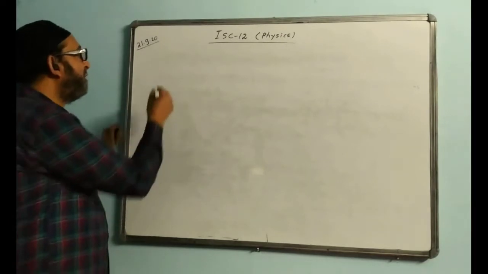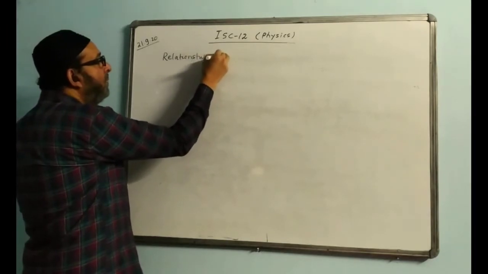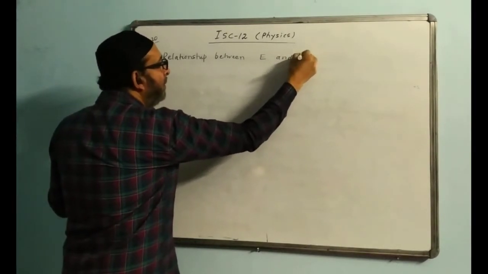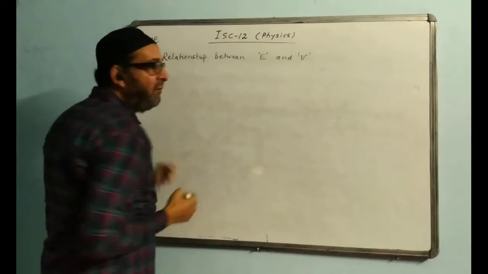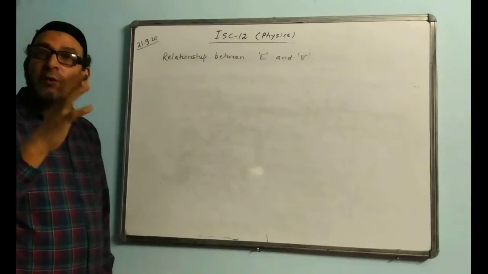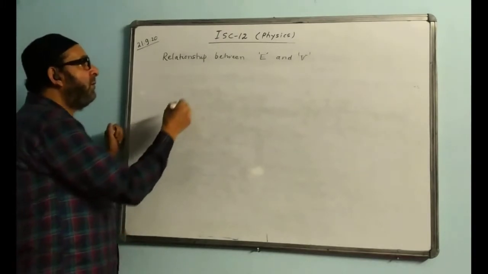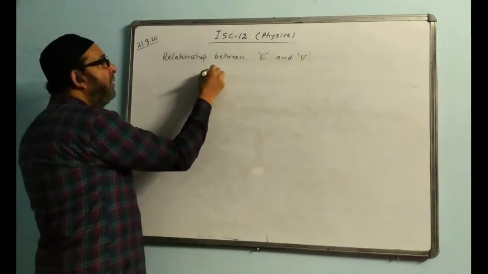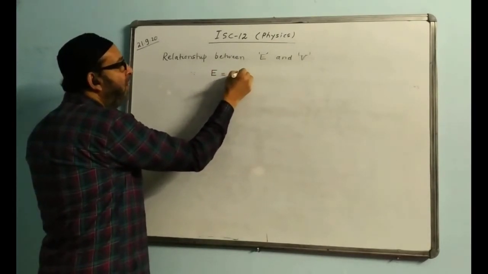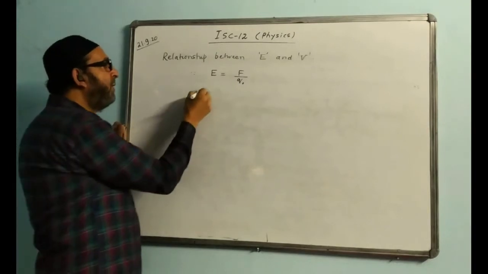Now the next heading we can give is the relationship between E and V, electric field and electric potential. We find a relationship between them. How are they related? By which equation are they related to one another? We'll find that. First we write the formula of electric field. What is the formula of electric field? E equals F by q naught. Any one formula we can begin with.